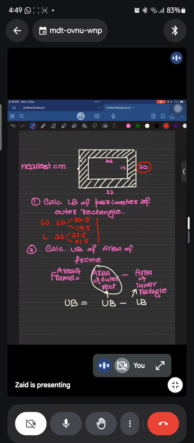Have you calculated both the areas? We're stuck on the area of the inner rectangle. So what's that? Like it's 26 and 14. That's it.